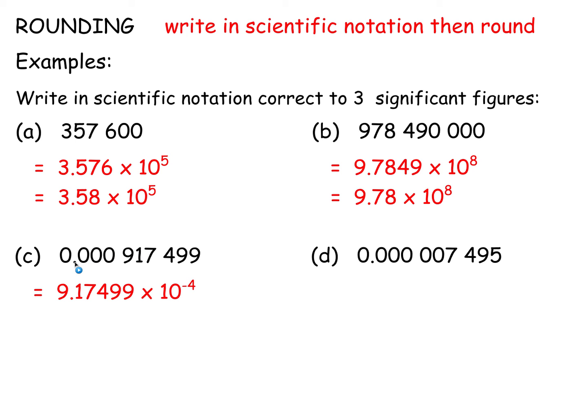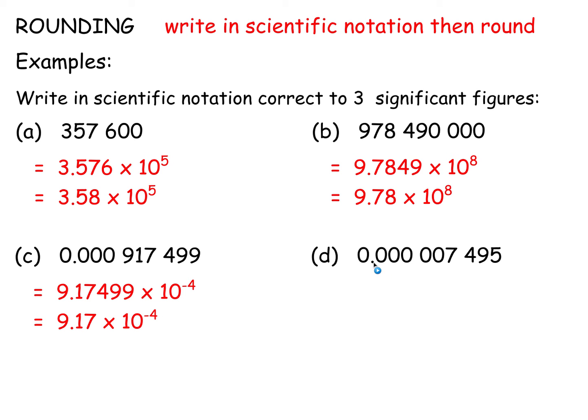The decimal point jumped 4 digits to get to after the 9. It's a very small number, it starts 0 point something, that's a negative power. It's now 9.17 or 9.18, this 4 determines it. The 9 nines are irrelevant, it's the 4 that says keep it as 9.17.